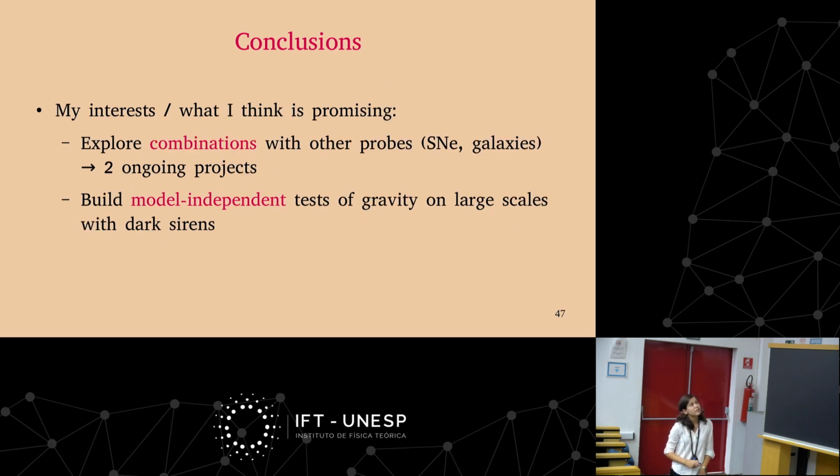So my interests now are exactly this, to explore combinations of gravitational wave detections with other probes. So I'm working on the combinations with supernovae in the context of modified gravity, also with cross correlations with galaxies. And I would like to build more model-independent tests of gravity using these kinds of events. So especially with the dark sirens. Okay, as we were discussing before, for the dark sirens, you have to take a distribution of redshifts from a galaxy catalog, things like that. But for the method that is already there in the literature, you have to specify a model. You have to say it's lambda CDM, or is this model or that model. I would like to investigate more model-independent approaches. And that's it. Thank you.